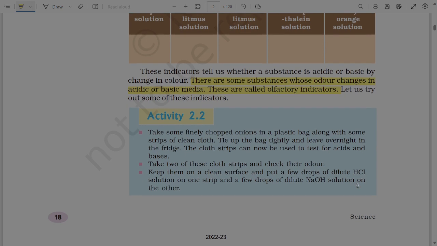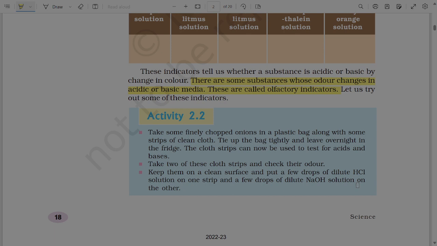Activity 2.2. Take some finely chopped onions in a plastic bag along with some strips of clean cloth. Tie up the bag tightly and leave overnight in the fridge. The cloth strips can now be used to test for acids and bases. Take two of these cloth strips and check their odor.